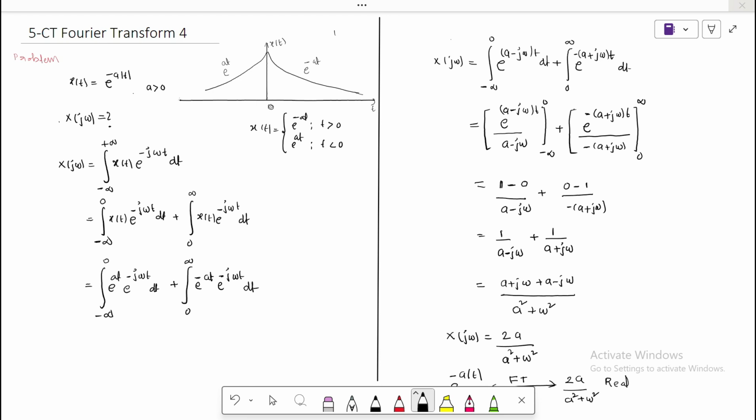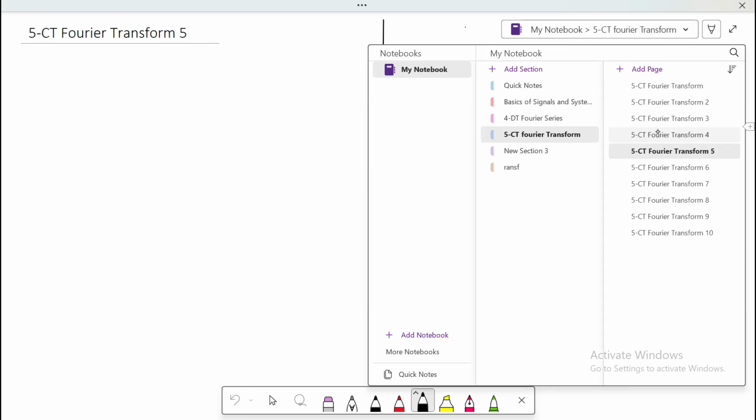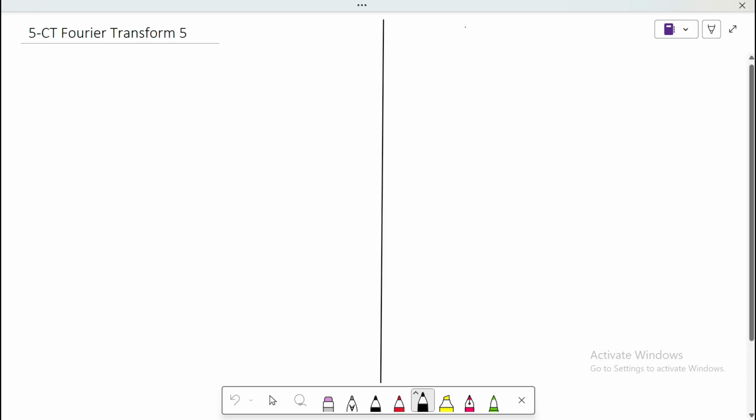Now we're in the fifth chapter, that is continuous time Fourier transform. So this is a problem. Previously we have discussed that x of t equal to e power minus a mod t. For that we got the frequency domain signal. We do some more problems.